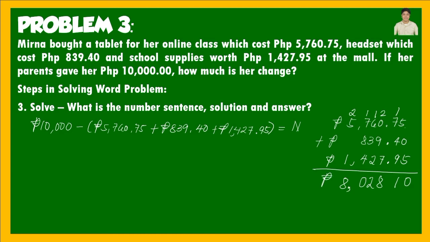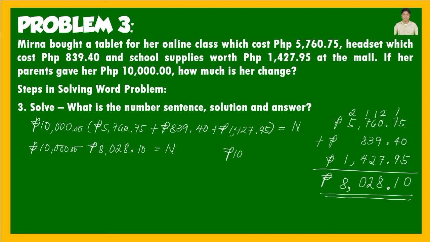So, yung total na pinamili ni Myrna dun sa kanyang mga gamit is 8,028 pesos and 10 centavos. And then, sulat natin dito 10,000 pesos minus 8,028 pesos and 10 centavos equals N. Now, pakita naman natin na isa-subtract sila.